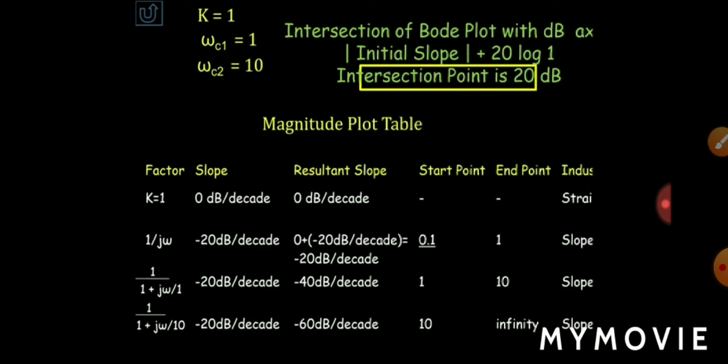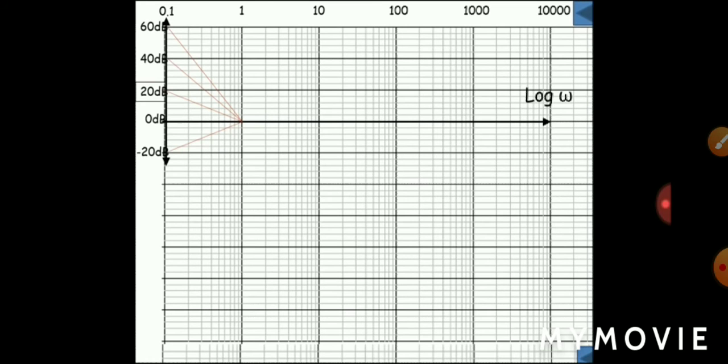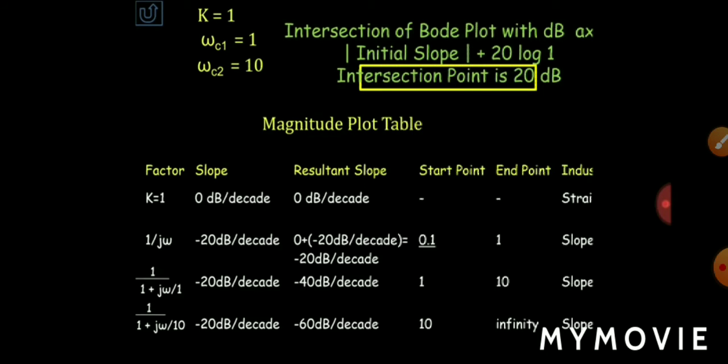Next is the simple pole, that is 1 divided by 1 plus j omega by 1. For that, the formula is tan inverse of omega by 1. Once you take it from the numerator into the denominator, it becomes minus tan inverse of omega by 1. Similarly, for another simple pole, 1 divided by 1 plus j omega by 10, it is tan inverse of omega by 10. When you take it to the denominator, it becomes minus tan inverse of omega by 10.